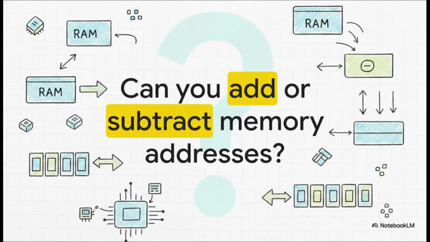But first, I've got a quick question to challenge your assumptions. Can you actually add or subtract raw computer memory addresses? I mean, obviously we know we can add regular numbers together, but what happens when you try to do math with the physical locations inside your RAM? Does math even work the same way inside the machine as it does on a piece of paper? Well, stick around because the answer is absolutely going to change how you write code for sure.